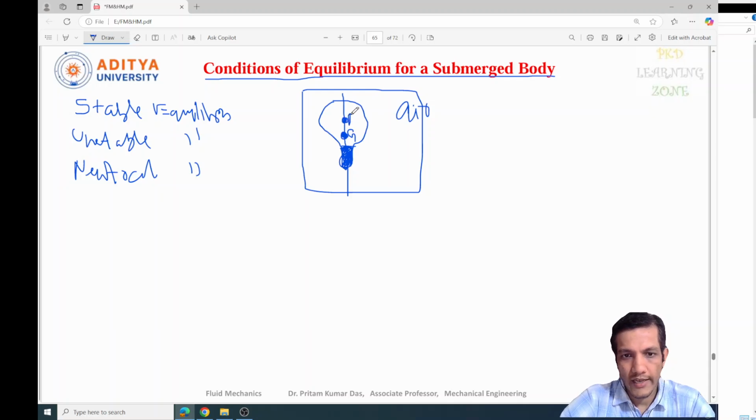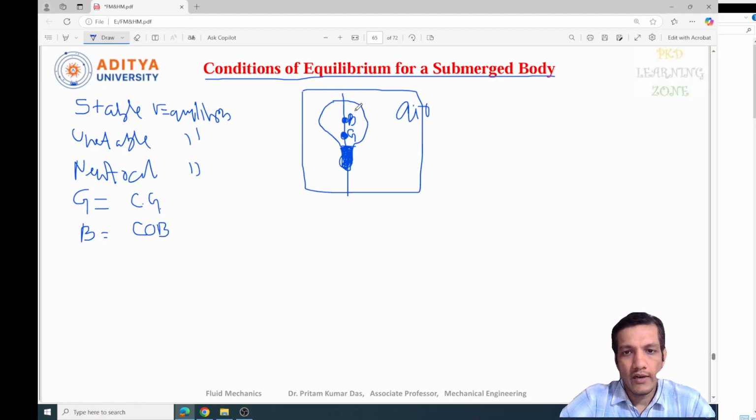For this condition, the B point and G point positions will be reversed, because we have given more weight at the bottom side. Due to that, the G point has changed its position. So what is the G point? Already told you previously: G is the center of gravity of the body, the CG of the body, and B is nothing but the center of buoyancy of the body.